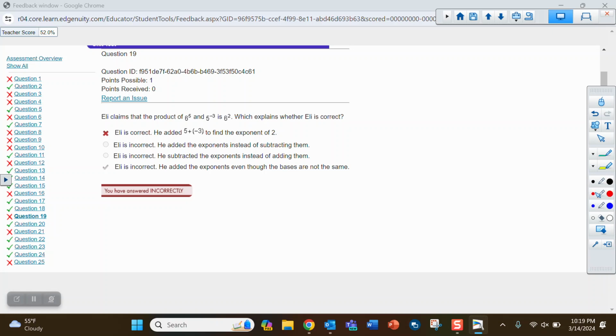So the only time that you can add exponents is when your bases are the same. So it would have to be 6 to the 5th times 6 to the negative third. Then we would get 6 to the second. But because this base is a 5 and this base is a 6, we can't add those exponents together and simplify the expression.